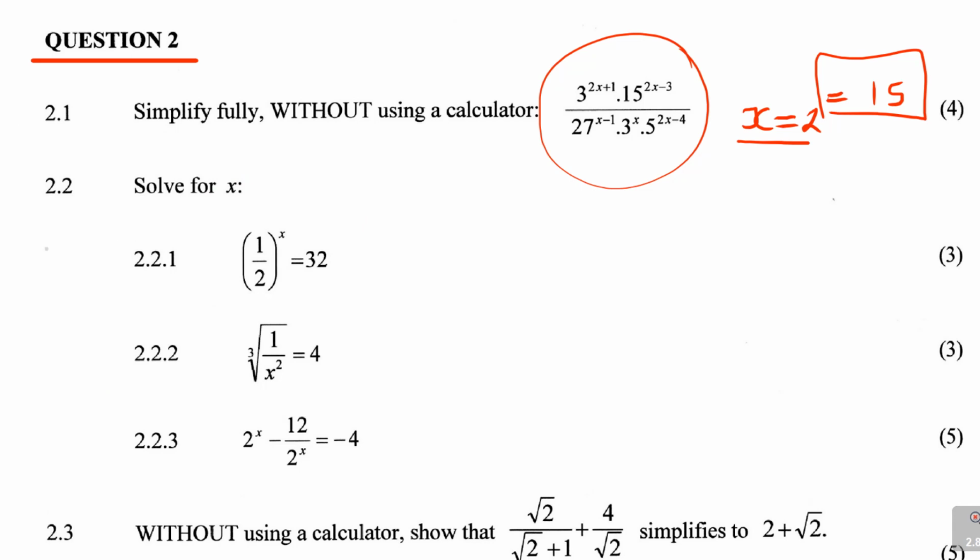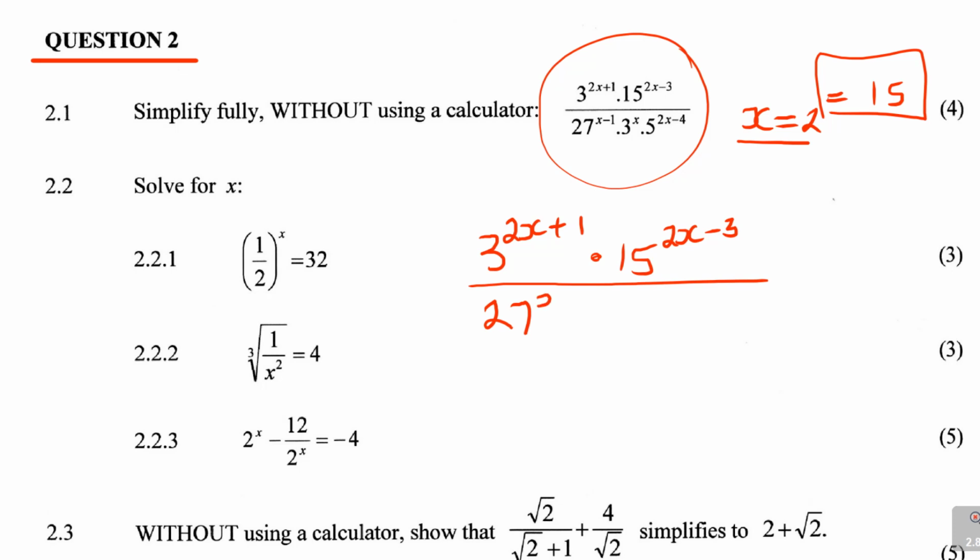Let me write it down and then I'll take it to my blackboard. Look at this. I've got 3 to the x plus 1, dot, 15 to the x minus 3, all over 27 to the x minus 1, dot 3 to the exponent x, dot 5 to the x minus 4. I hope I did that right.